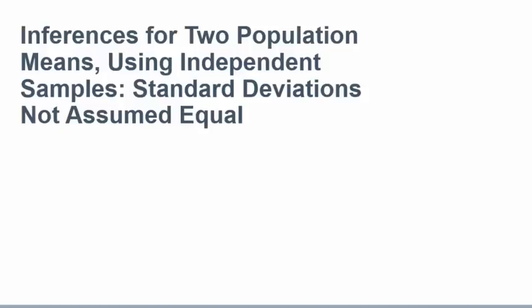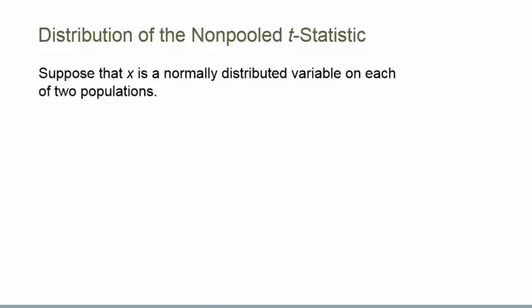Inferences for two population means. Using independent samples, standard deviations not assumed equal. Distribution of the non-pooled t statistic. Suppose that x is a normally distributed variable on each of two populations.